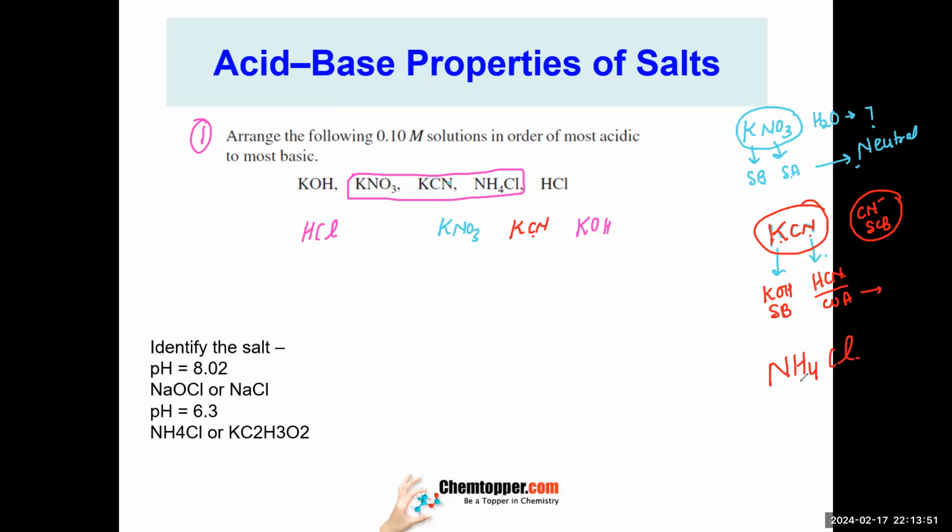Ammonium chloride. Ammonium. Yes. What is the base here? Ammonia. Chloride, HCl. So what kind of salt is this? Whose conjugate is stronger? Is ammonia weak? Yes, ammonium is stronger. But that's the conjugate acid. So the conjugate acid is stronger. So what kind of salt is this? Acidic, basic, or neutral? It's acidic, so I'm going to put it here.